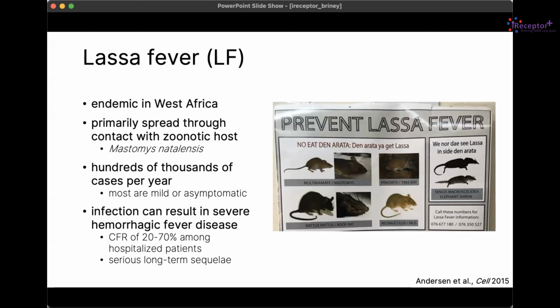And so we work with patients in Sierra Leone, and this is in the Lassa lab at Kenema Government Hospital, a sign which uses Creole, which is one of the local dialects, to remind people, "No eat denerata, you get Lassa." So don't eat these rats, they will give you Lassa. But you don't see Lassa in these rats. So if you see rats that are that shape, you can eat them. If you see rats that look like this, please do not.